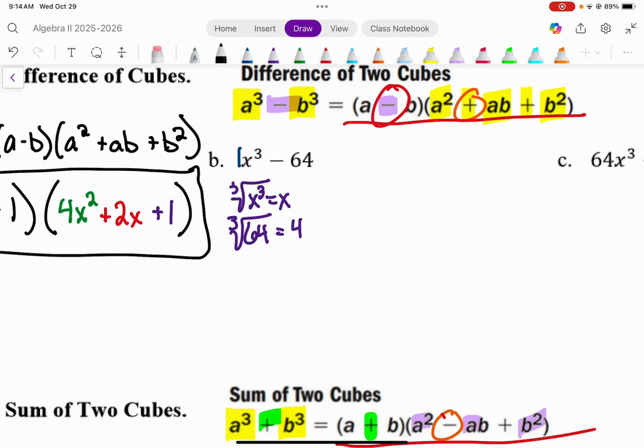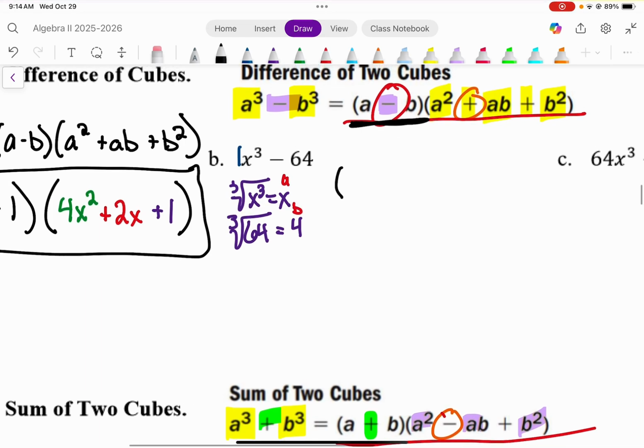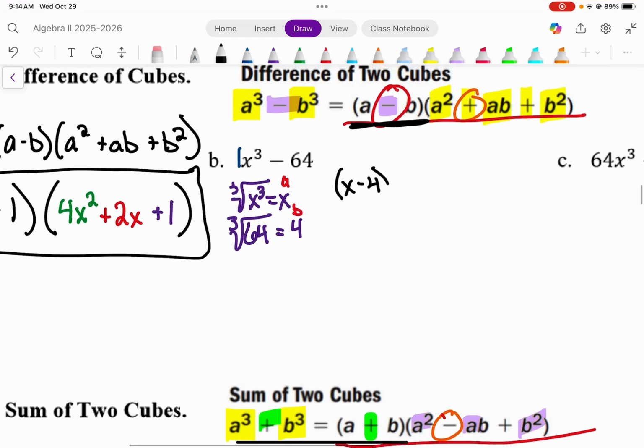We are subtracting. So we're going to start with our a minus b in parentheses. In this one, a is x, b is 4. We would just write x minus 4. Now we've already used our subtraction sign, so remember sum and difference of cubes only should have one subtraction sign. Now the rest is going to be adding.